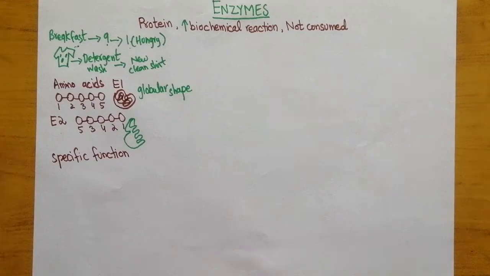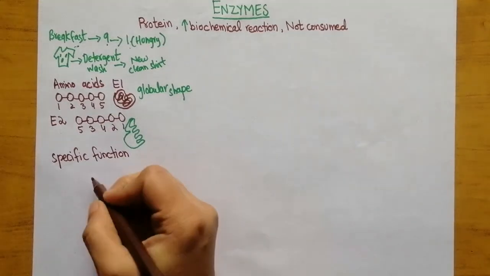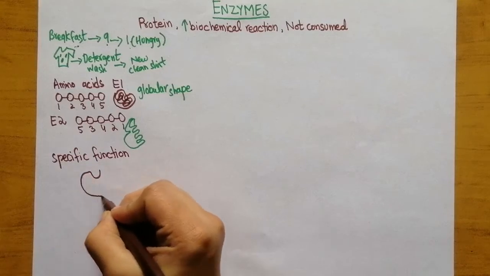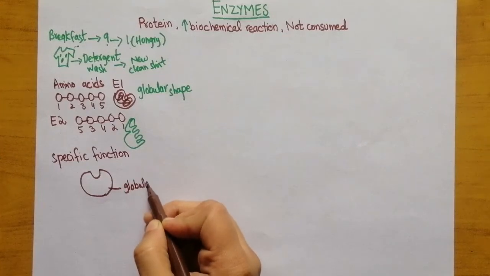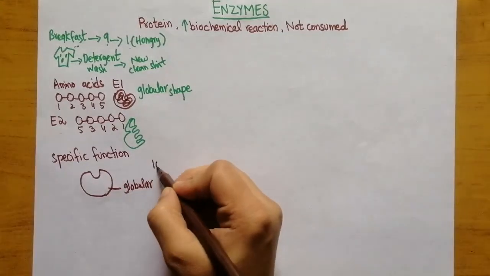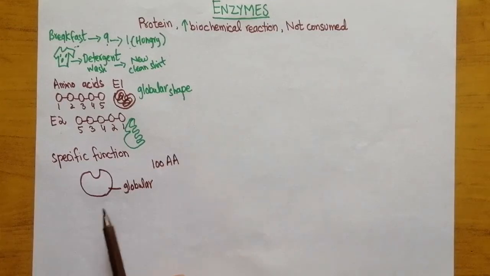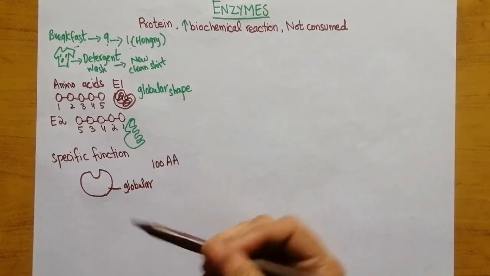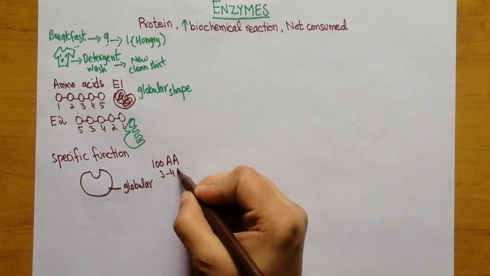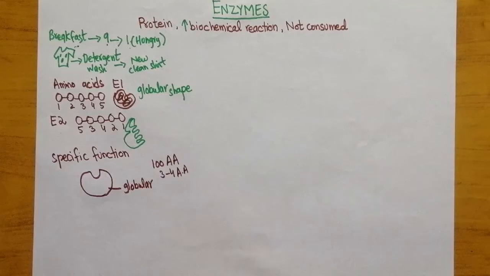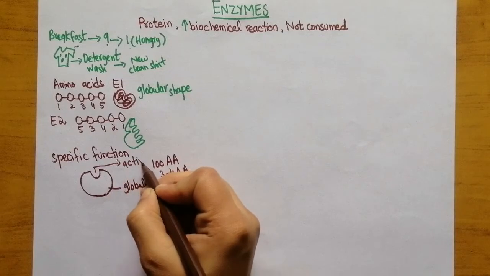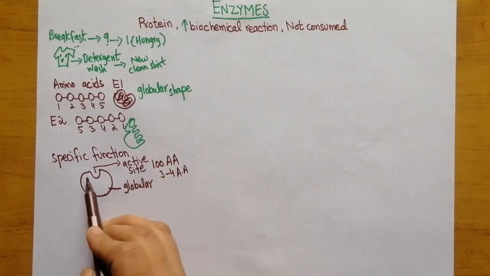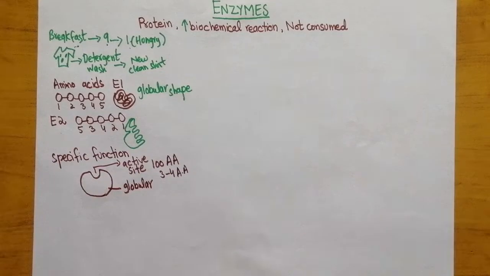If we talk about the shape of the enzyme, the enzyme has a globular shape. For example, 100 amino acids may be involved in the construction of this shape. About 3 to 4 amino acids make a specific region on the enzyme, which is known as the active site. This active site is very important because it is related to the catalysis function of the enzyme.